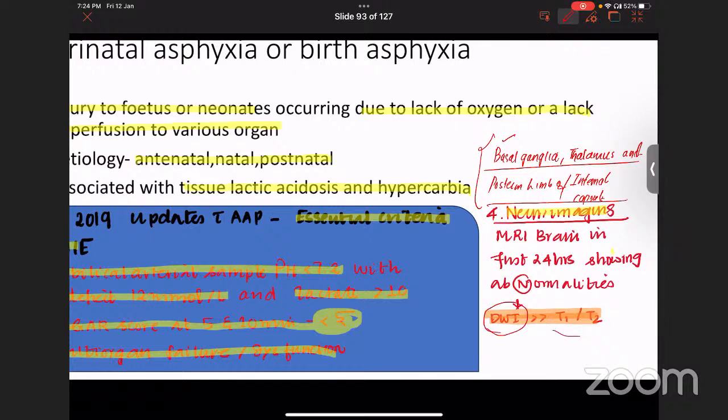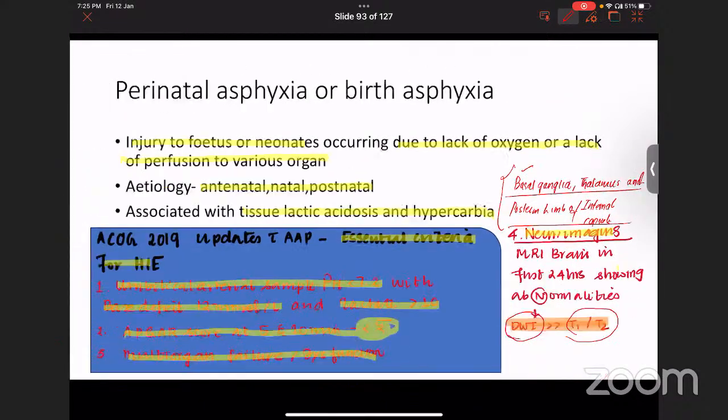imaging rather than T1, T2 conventional sequencing, because the early change of hypoxic ischemic encephalopathy in both term and preterm babies will be seen in this area only in diffusion weighted imaging rather than T1. T1, T2 will take at least 4 to 5 days to show the changes. But diffusion weighted imaging, that is DWI, will catch your early changes, that is within the first 24 hours. If that is positive, all these four criteria must be satisfied in order to say the child is suffering from hypoxic ischemic encephalopathy.